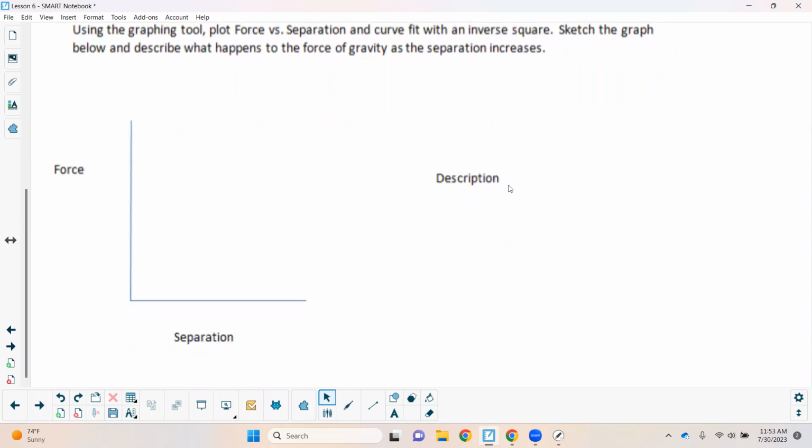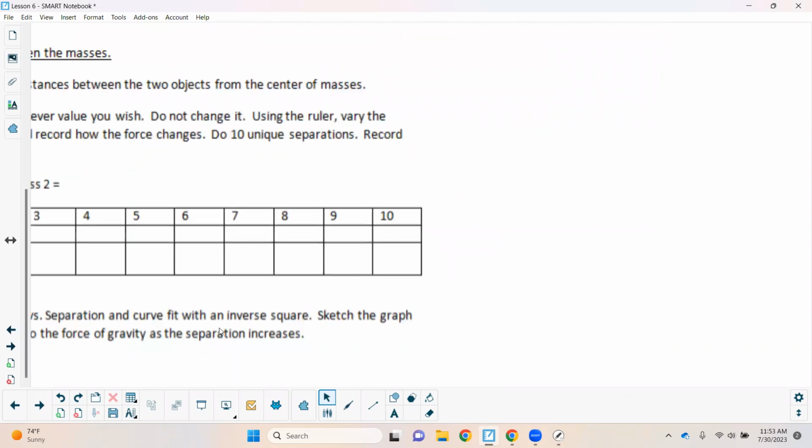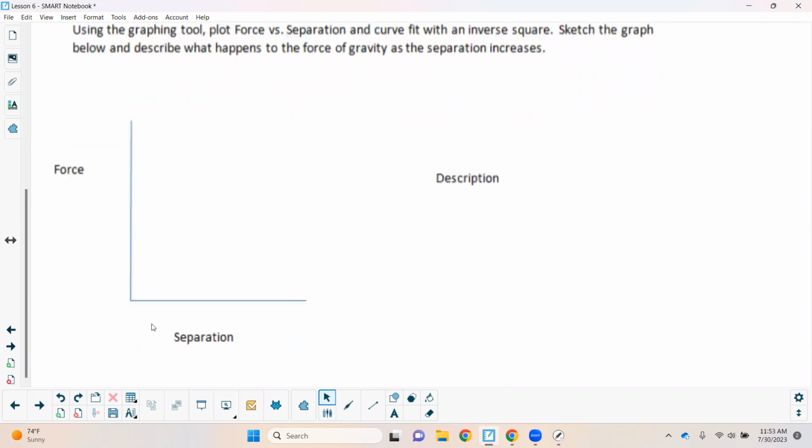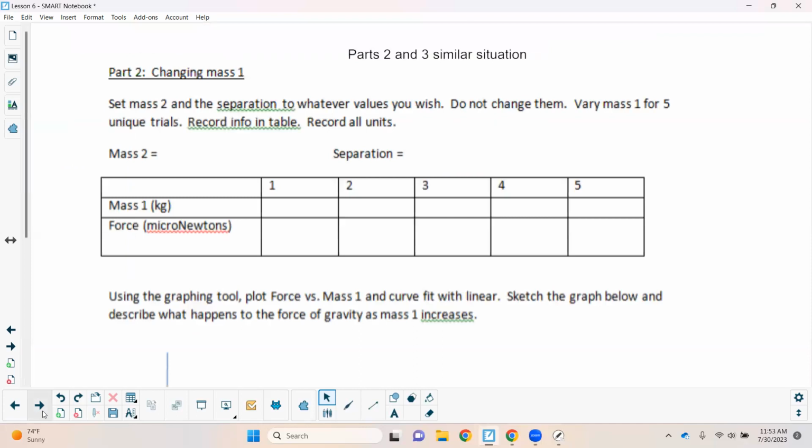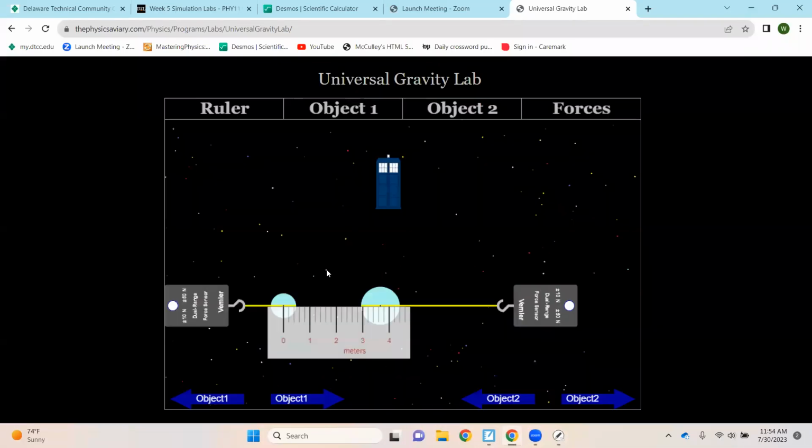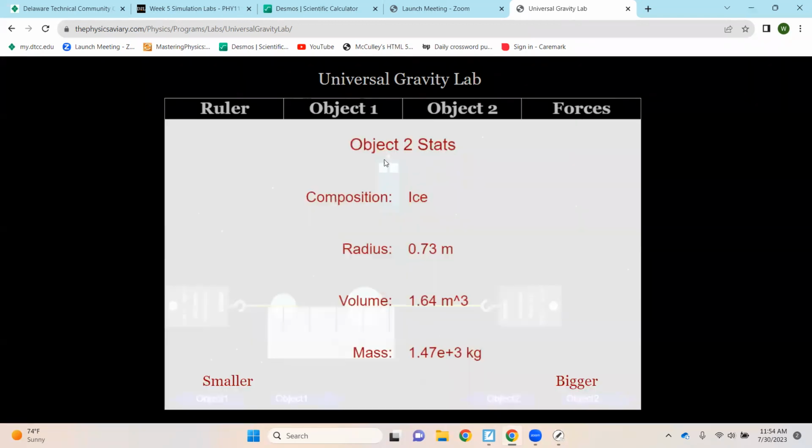So with the descriptions, just say as the separation increases or decreases, what happens to the force, depending on how you moved it. Okay. For the second and third parts, they're really similar. You're going to keep mass 2 the same and the separation the same, so you're going to set some distance. I could just start back here, say that's the distance I want, maybe move it to a whole number. All right, so it's pretty close to 3. I know my mass 2 is that number.